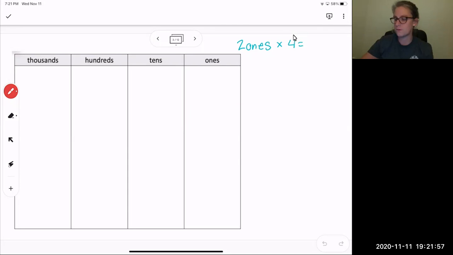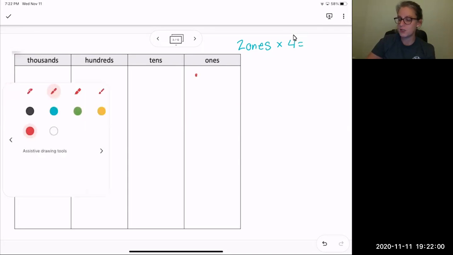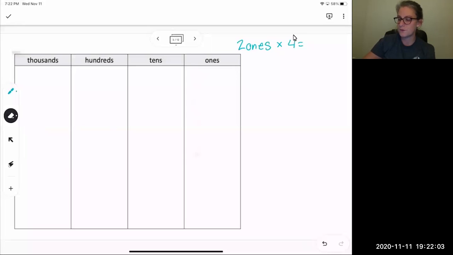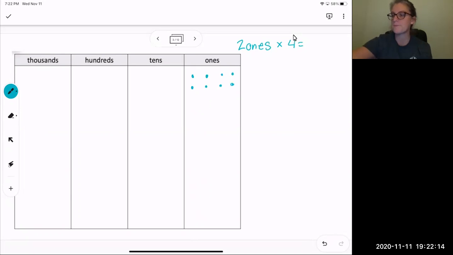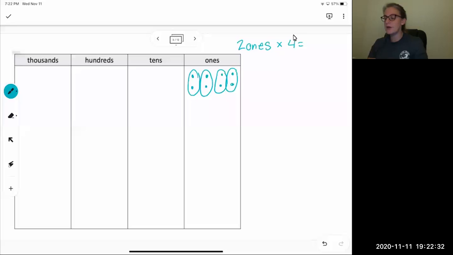Okay, so I'm going to change to blue. So when we represent 2 ones times 4, we're going to represent 4 groups of 2 ones each. And actually, okay, so you can do it that way, or you can do it up and down, whatever way you would like. Okay, so 2 ones times 4 is going to be 8 ones.